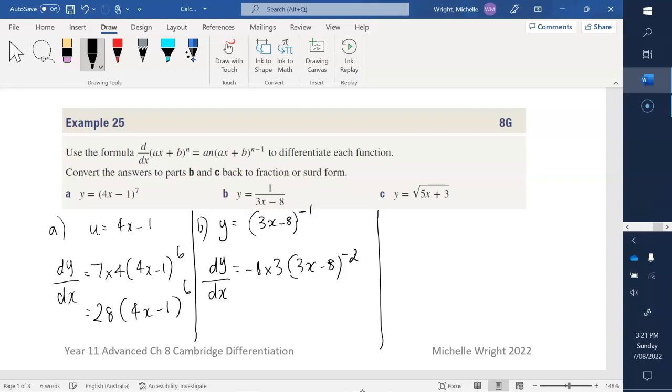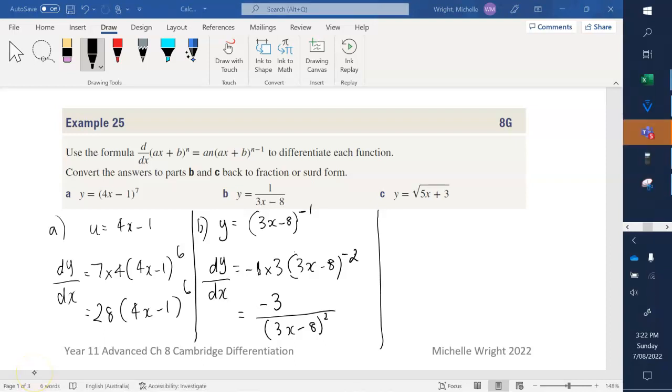I cannot leave it like that. I'm going to leave it in a different form, and let's neaten it up. Minus 1 times 3 is minus 3. Now, for this part here, the minus takes it to the bottom, and the 2 is still in the power format. So it's minus 3 over 3x minus 8 squared.